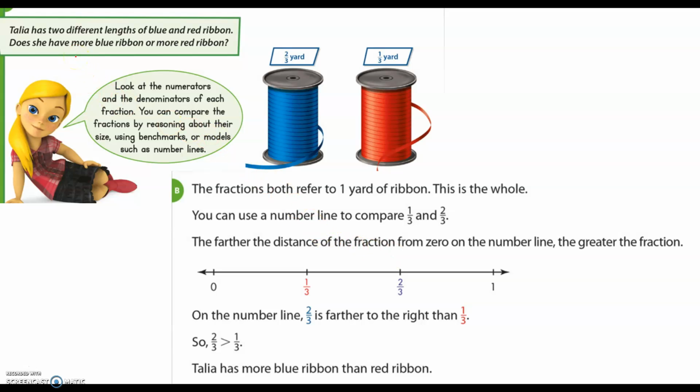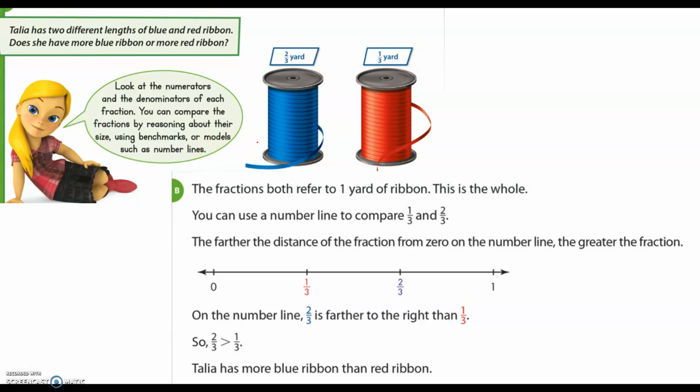Talia has two different lengths of blue and red ribbon. Does she have more blue or more red ribbon? Look at the numerators and the denominators of each fraction. You can compare the fractions by reasoning about their size using benchmarks or models such as number lines.